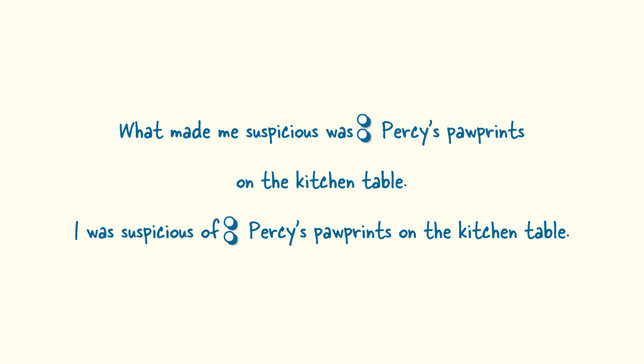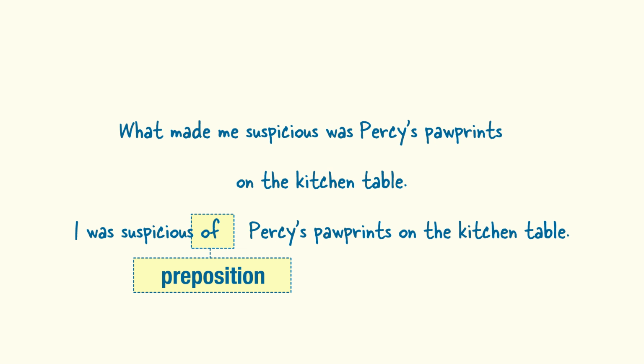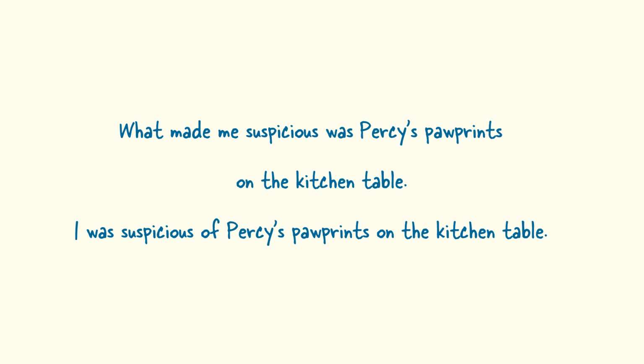But these are not okay, because the sentences would be fine without the colon. What made me suspicious was, no colon because "was" is a verb, Percy's paw prints on the kitchen table. I was suspicious of, no colon because "of" is a preposition, Percy's paw prints on the kitchen table. Yeah, the rule is simple. Don't put a colon after a verb or a preposition. I won't, I promise. One last question.